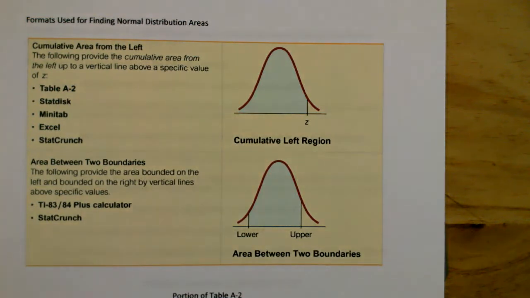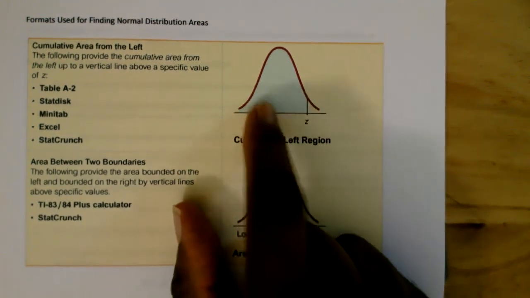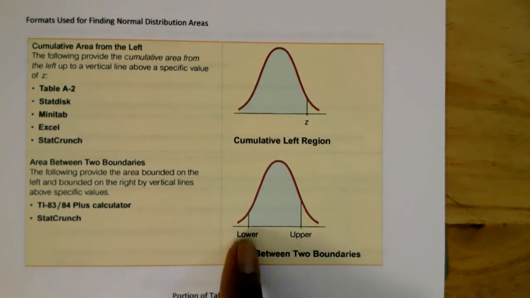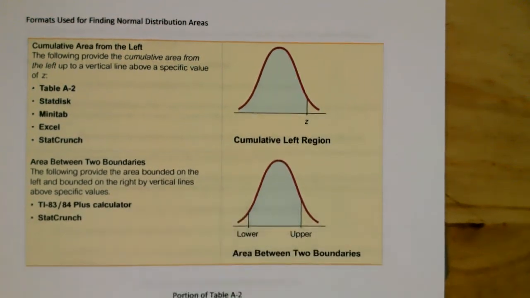All right, next is just formats for finding a normal distribution. When you're finding the cumulative area from the left, that's this shaded area here, we can use Table A-2 or StatDisk or Minitab, Excel, or StatCrunch to help us do that. And what about the area between two boundaries, like this one, the lower and the upper? Now, you can use the TI-83 or 84 plus calculator or StatCrunch to help you find the area between the two boundaries.